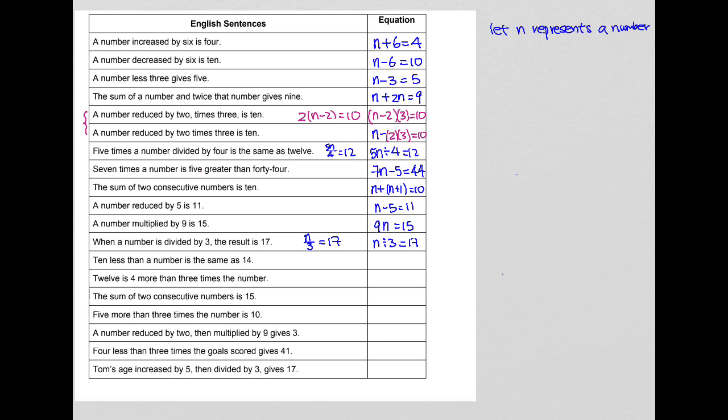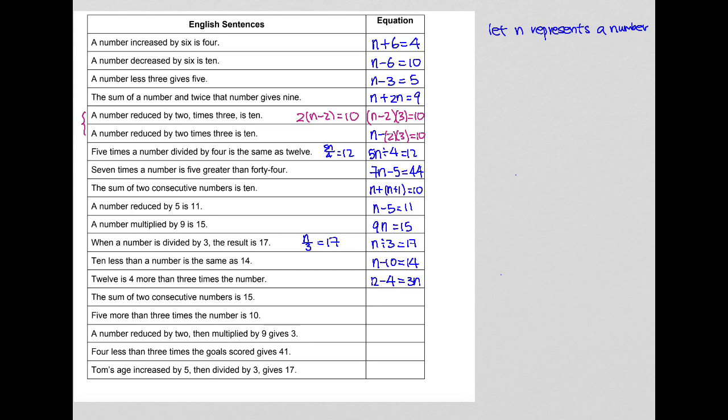Next one, 10 less than a number. So n minus 10 is the same as 14. 12 is 4 more than 3 times the number. So 12, because it's 4 more, I have to subtract 4 in order for them to become 3 times the number. The sum of the two consecutive numbers is 15. Same thing again, so it's n plus n plus 1 equals 15.